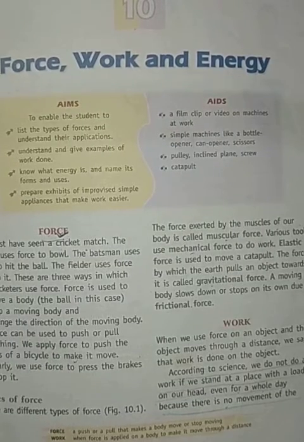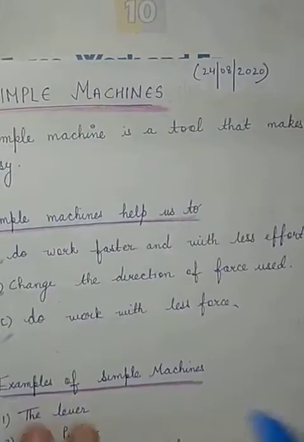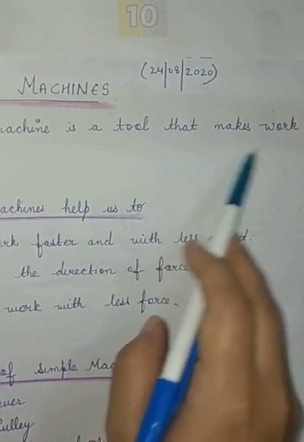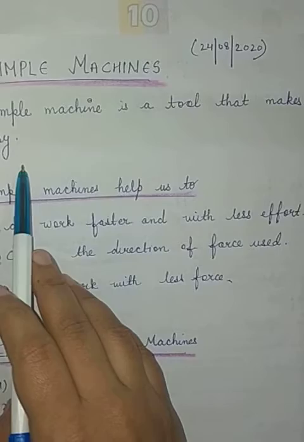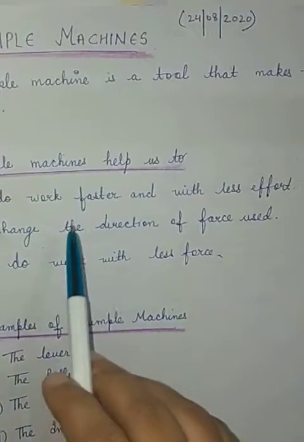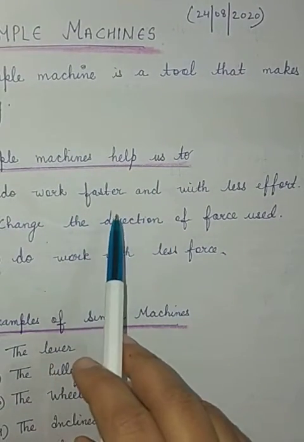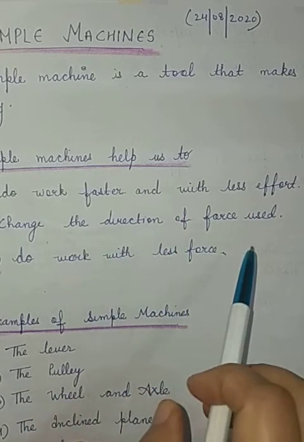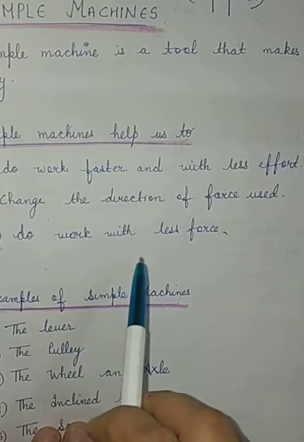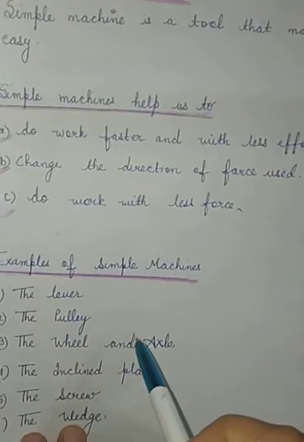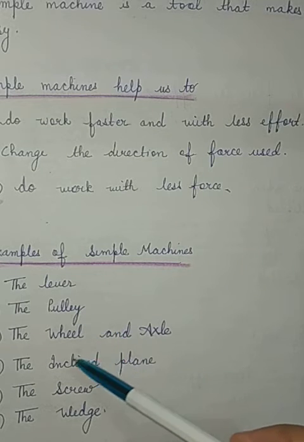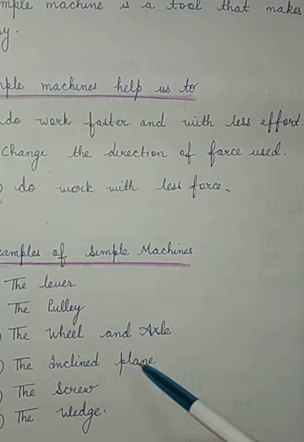Yesterday, I told you that simple machines are tools that make our work easier, and they also help us to do work faster and with less effort. They also change the direction of force used. Some of the examples of simple machines are the lever, the pulley, the wheel and axle, the inclined plane, the screw, and the wedge.